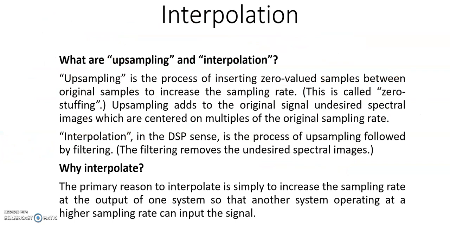If you look at this basic definition of interpolation or upsampling, it means that upsampling or interpolation is a process of inserting zero valued samples between the original samples. That means, as I said earlier, we are adding samples, but these samples will be zero valued, and by this you are increasing the sampling rate. You have the sampling rate conversion from 44.1 kilohertz to 48 kilohertz. This is also known as zero stuffing, and you have some concepts being explained over here.